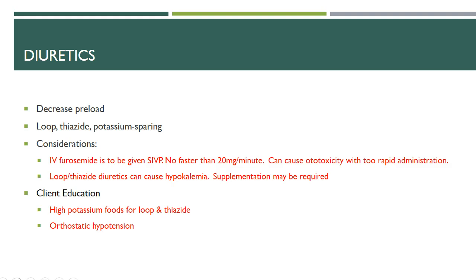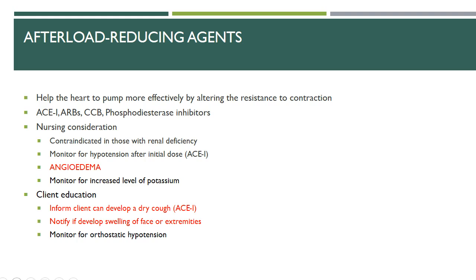We want to educate on position changes. Be slow. High potassium foods. What are our high potassium foods? Fish, citrus fruits, potatoes, avocados, those things.